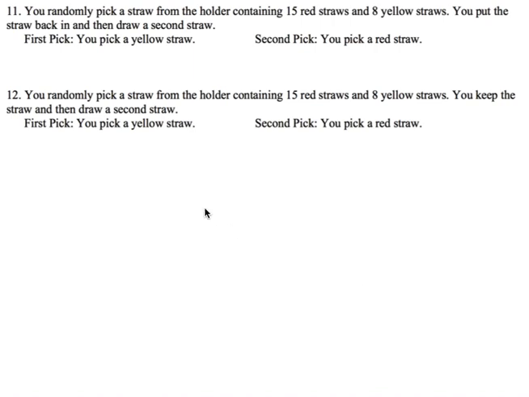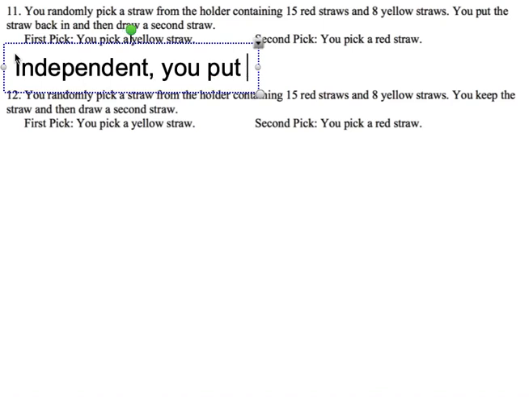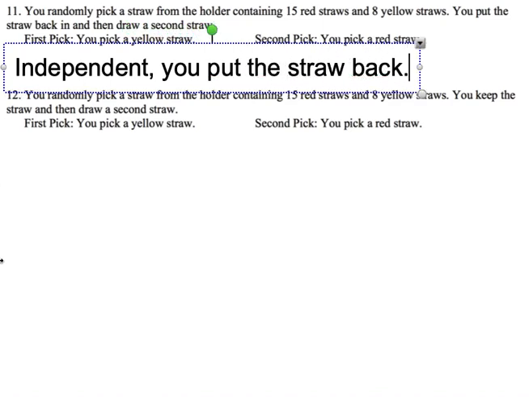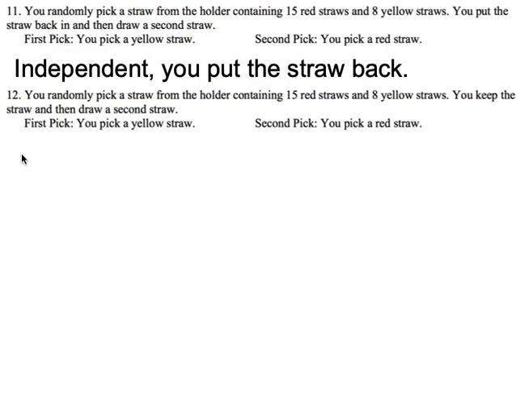Number 11, you randomly pick a straw from a holder containing 15 red straws and 8 yellow straws. You put the straw back and then draw a second straw. Alright, here, because you put the straw back, you've got the same probabilities for the second straw. So this is independent. You put the straw back, and this makes it so that you'll have the same probabilities the second time.